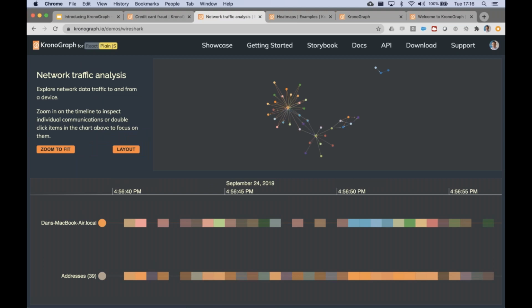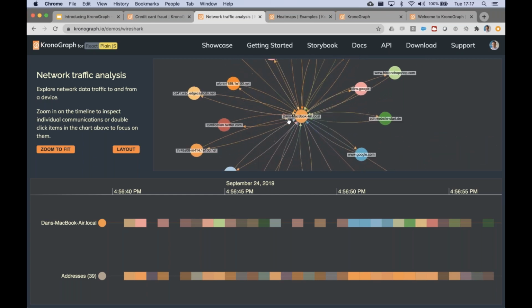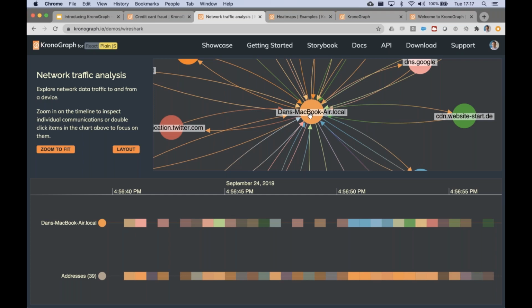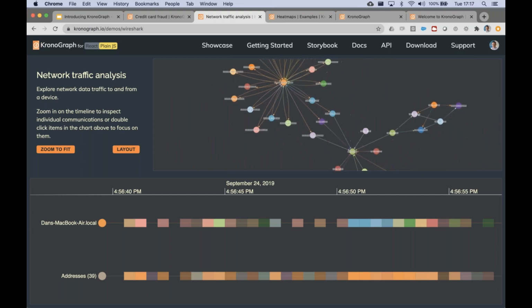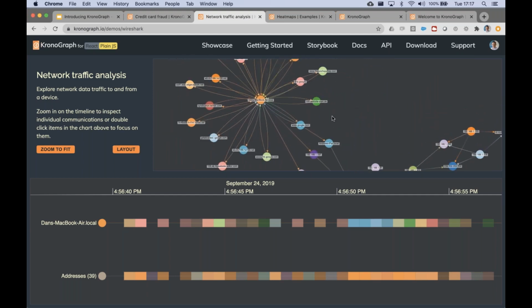Here we're looking at network traffic analysis. So we're looking at packets of data sent, in this case, between my laptop and other addresses. This is genuine data from my laptop. I left it running for not very long. You can see on the timeline, it's about 15 seconds of my laptop's network card doing things, and already we can see on the top quite a lot of activity.